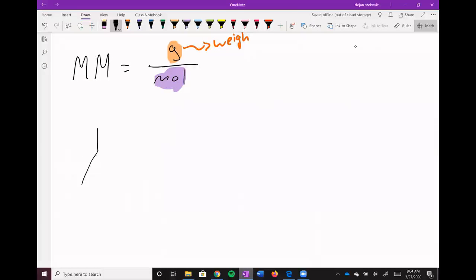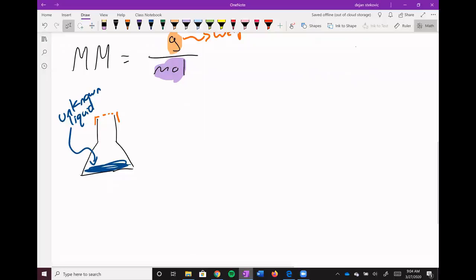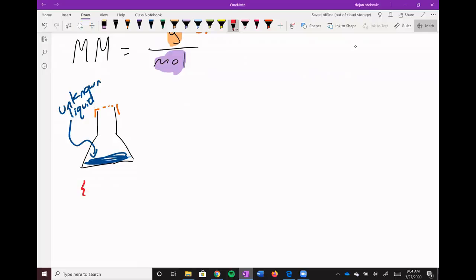So the first thing we're going to do is grab an Erlenmeyer flask. It looks something like this. Then we're going to fill it with some amount of our unknown liquid. And then we'll use some aluminum foil with some holes to cap this off. There are holes in it so that once the liquid turns into gas, it can escape, but not all too quickly.